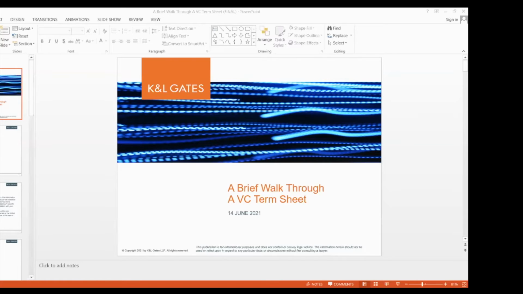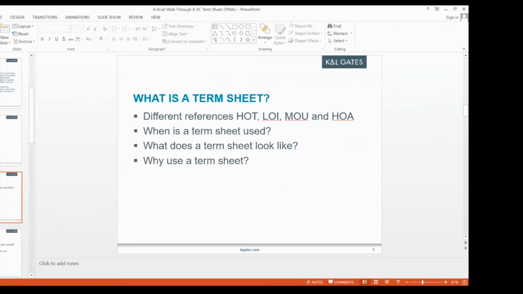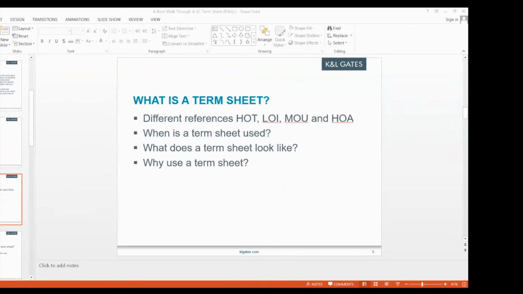And then we're going to be moving to why would you need to use a term sheet. So your term sheet is really the preliminary document, as we said, that will set out the key principles upon which the investor is willing to invest in your company. It will have the key important terms.